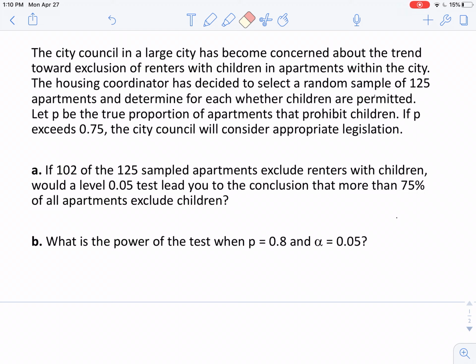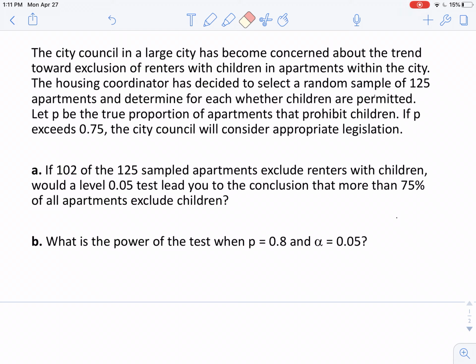Alright, so this example reads, the city council in a large city has become concerned about the trend toward exclusion of renters with children in apartments within the city. A housing coordinator has decided to select a random sample of 125 apartments and determine for each whether children are permitted. Let P be the true proportion of apartments that prohibit children. If P exceeds 0.75, the City Council will consider appropriate legislation.